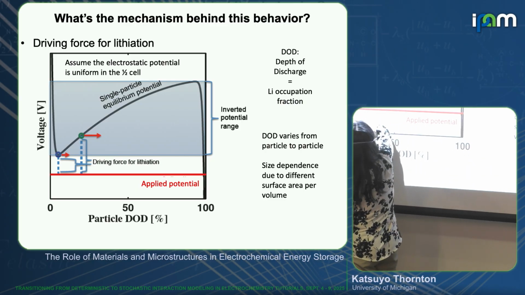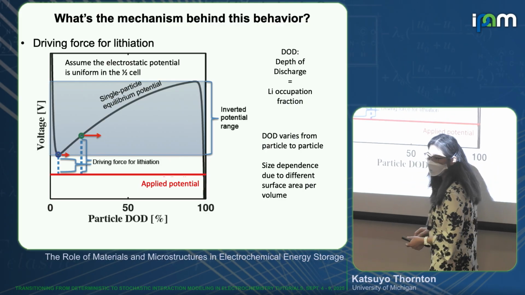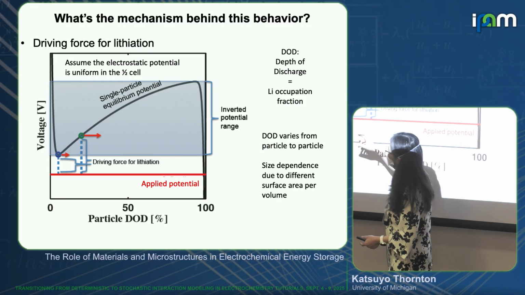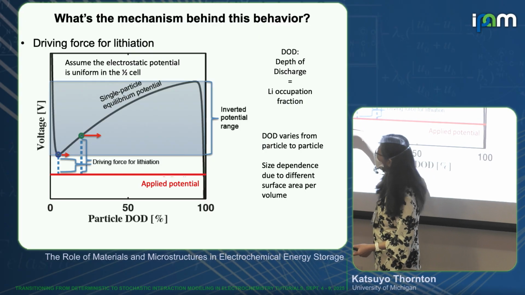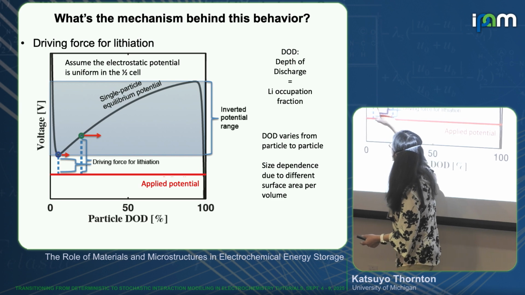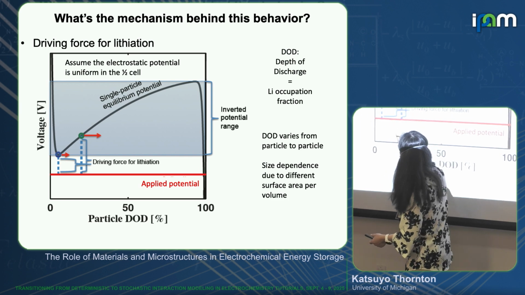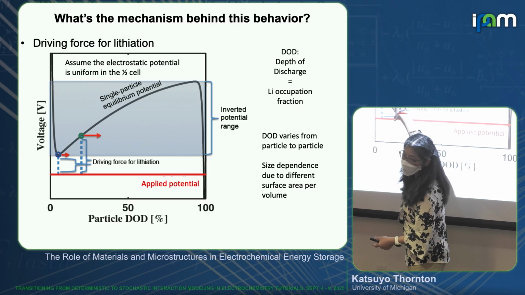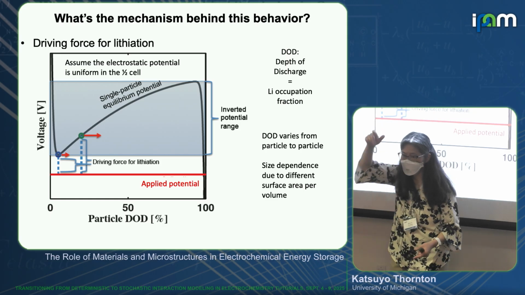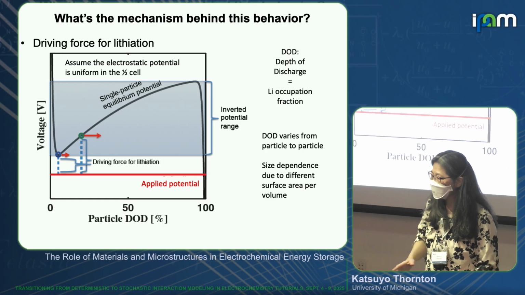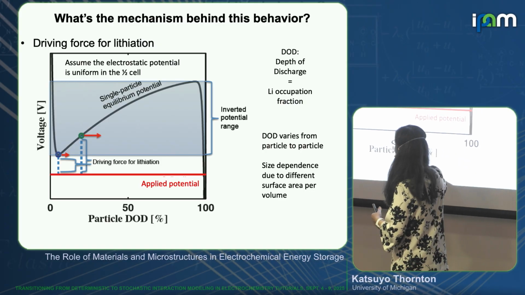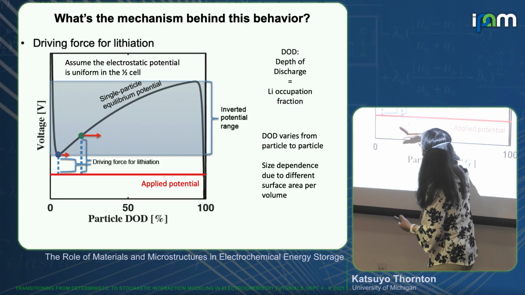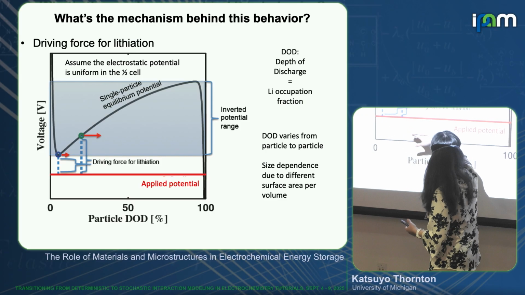And the equilibrium potential looks like this, right? And if the applied potential is over here, the difference, if the concentration is here, is the driving force for lithiation. That's because voltage is defined for electrons, and this is positive, right? Lithium is a plus. So this is flipped.